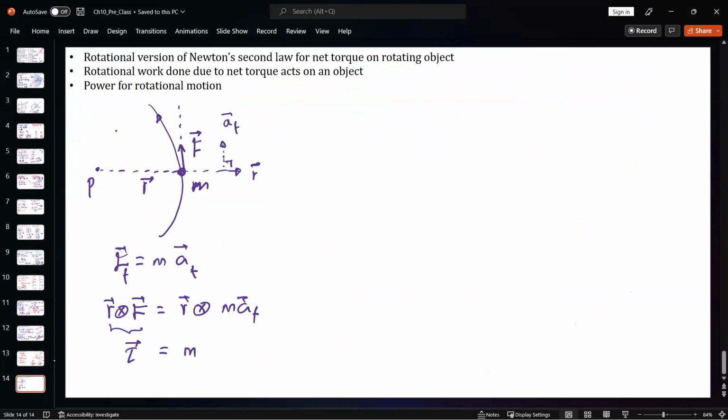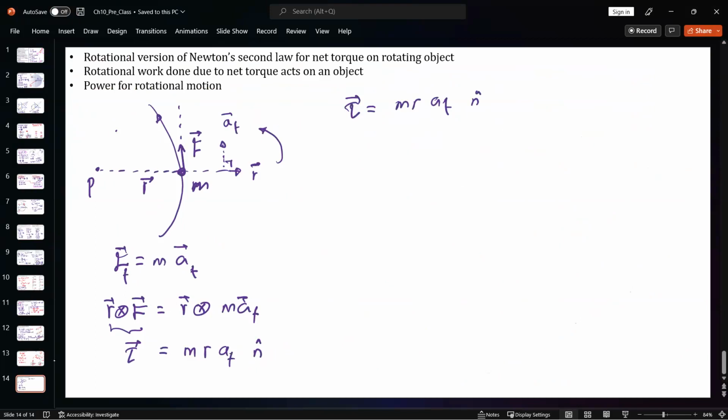So we can write mass times magnitude of r, magnitude of a_t, and the cross product of r and a_t will provide the normal unit vector n. Normal unit vector n means the vector direction at 90 degrees to the rotational plane. Okay, now if you take a look at this equation, I have the torque is equal to m r a_t unit vector n.